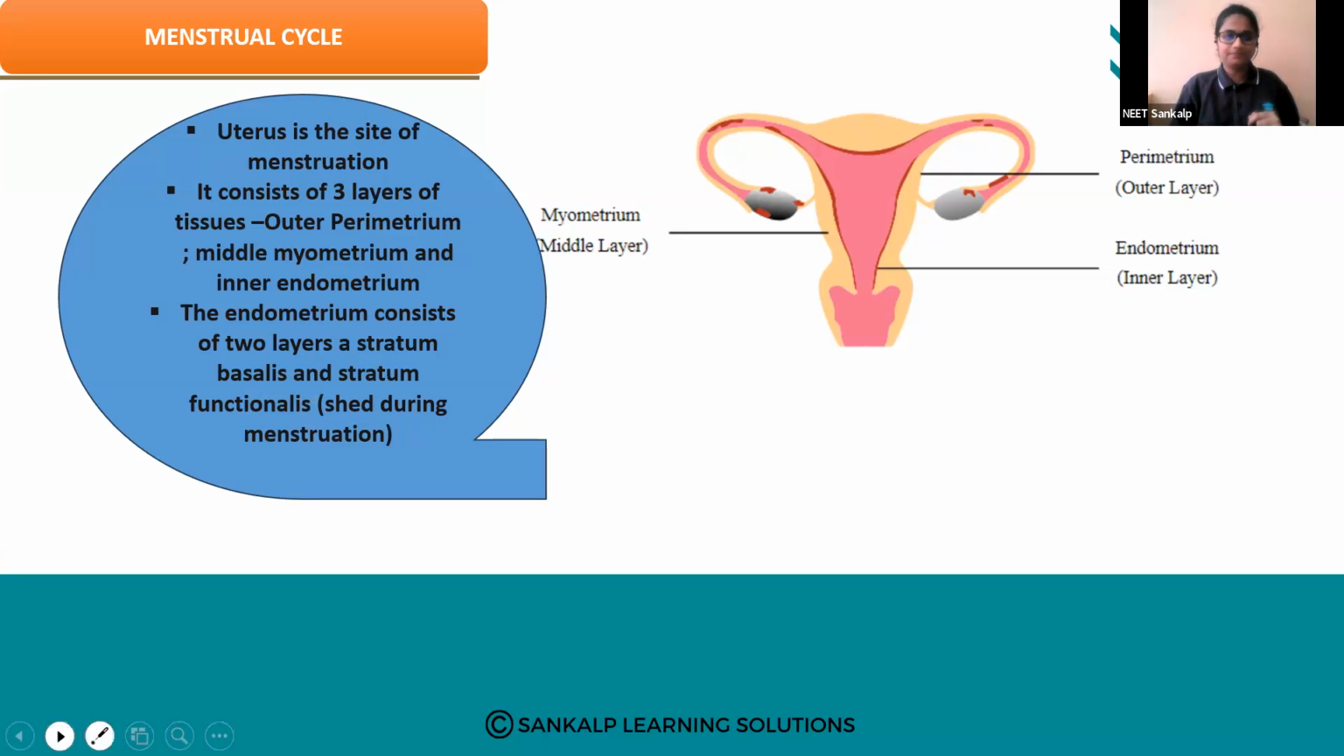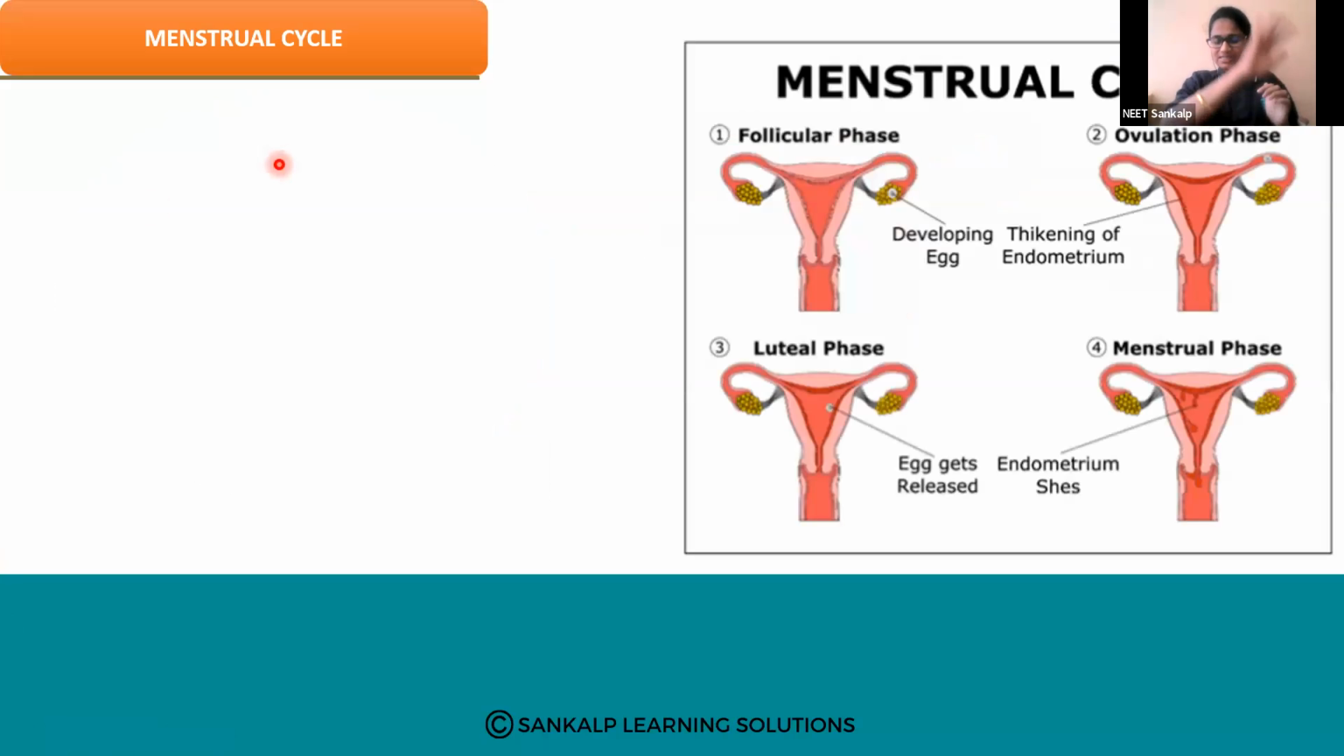Okay, let me proceed further. The menstrual cycle is actually divided into 4 phases. The first one is the follicular phase. As the name suggests, the follicles will be forming, growing and developing. Here you can see the developing egg. In the ovulation phase, the focus is on the uterus, on the thickening of the uterine wall, especially the endometrium, the inner layer of the uterus.